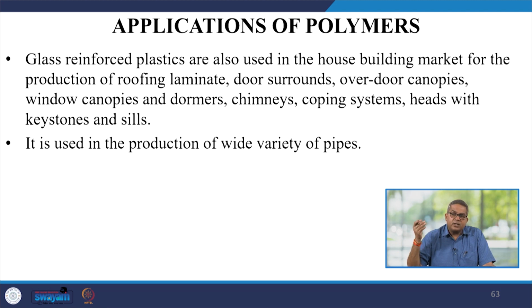GRP, glass reinforced plastic, is also used in the house building market for the production of roofing, laminate, door surrounds, over door canopies, windows, dormers, chimneys, coping systems, etc. It is used in the production of a wide variety of pipes.